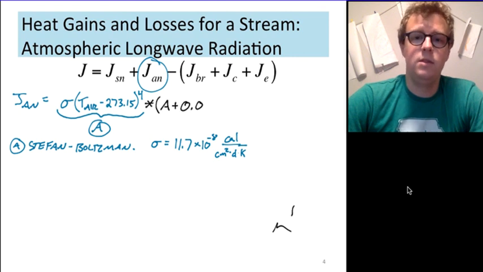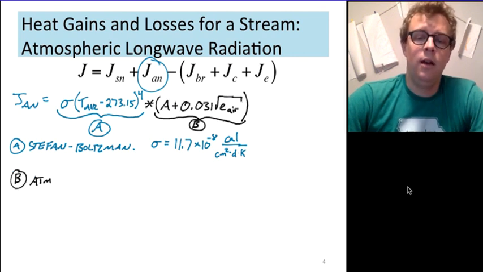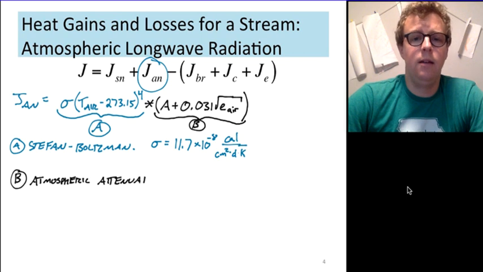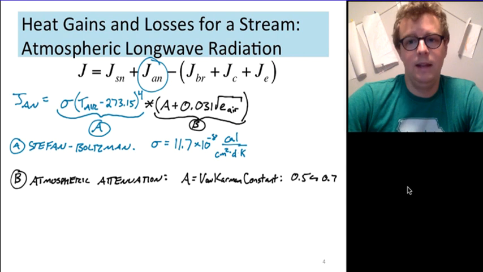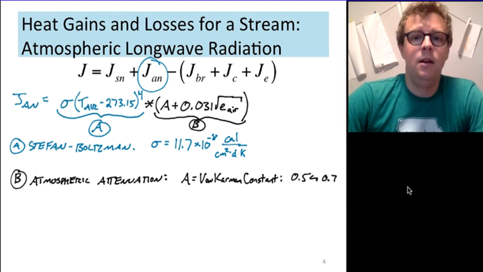A couple of adjustments we need to make. The first, shown here in black, is what Chopra calls atmospheric attenuation. The idea of atmospheric attenuation is essentially heat getting trapped back in the atmosphere before it can get down to the ground surface. And so in that term, you've basically got 2 variables to plug in. That capital A is a von Karman constant. It should be in the range of 0.5 to 0.7. Typical value to use is 0.6.